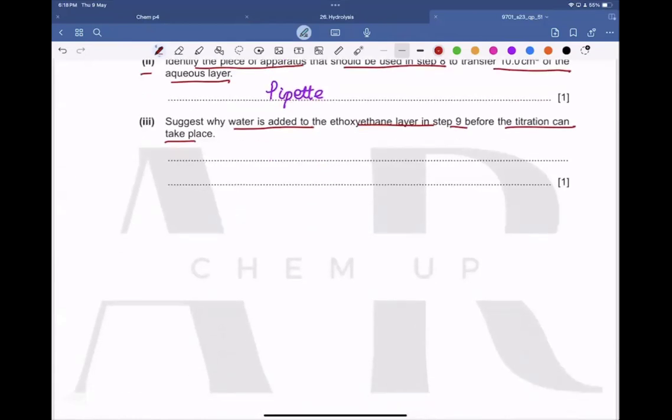So the acid dissolves into the water before titration. Otherwise, if it would not dissolve in water, it would not produce hydrogen ions. And if it would not produce hydrogen ions, no neutralization reaction would occur. Okay.